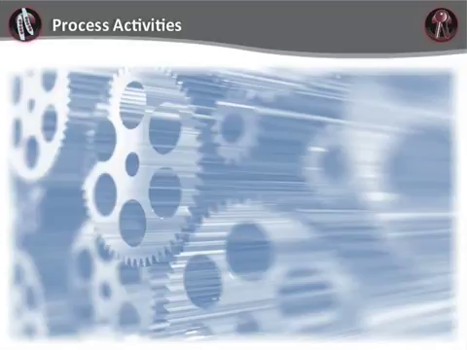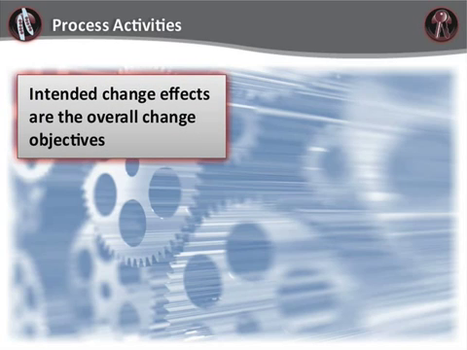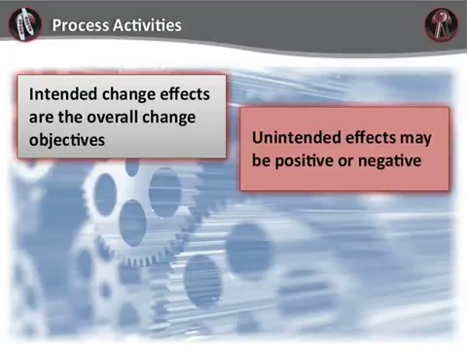On the previous screen, we mentioned the performance and effects of a change. Let's look at that in more detail now. The intended effects of the change are the overall change objectives. For example, if the change was required to speed up invoice production by 25%, did it deliver this improvement? Unintended effects may be positive or negative. Speeding up invoice production may have led to the invoice printers failing due to increased workload, or it may have led to an increase in morale and overall productivity. It's important to try and understand both the intended and unintended effects of a change.